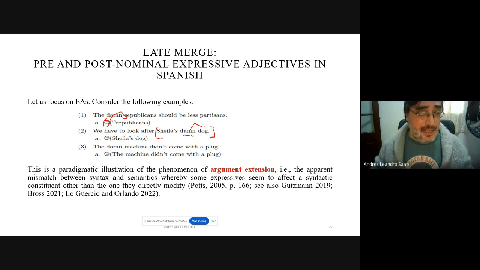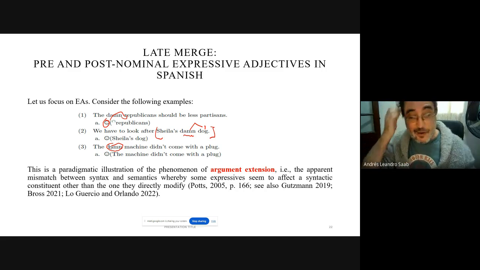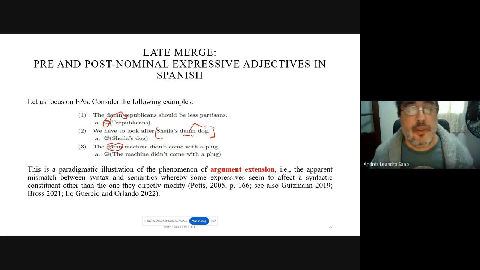And more extremely, if you say "the damn machine didn't come with a plug," then you can see that you have a clear radical separation between syntax and semantics, in the sense that the expressive is modifying the entire proposition. Okay, this is a paradigmatic illustration of the phenomenon of argument extension, the apparent mismatch between syntax and semantics, whereby some expressives seem to affect a syntactic constituent other than the one they directly modify.